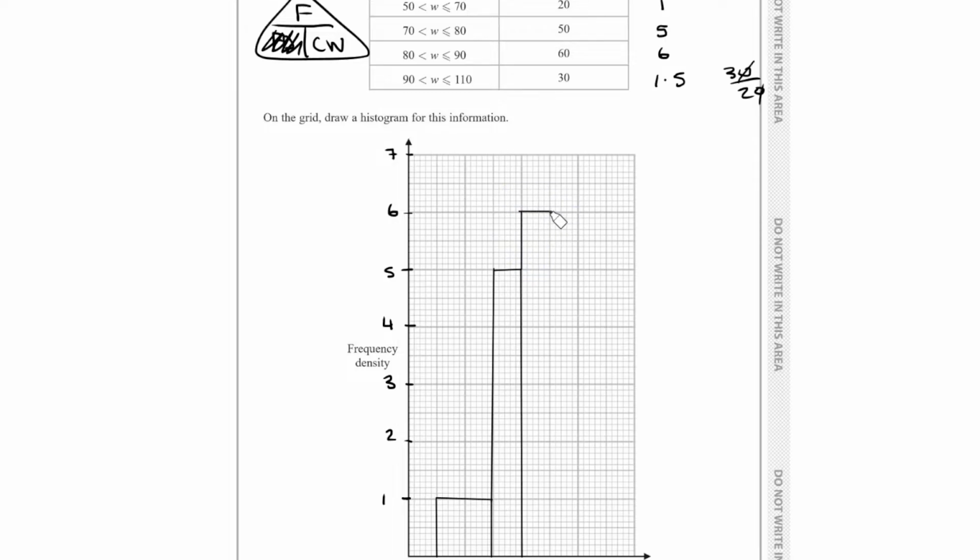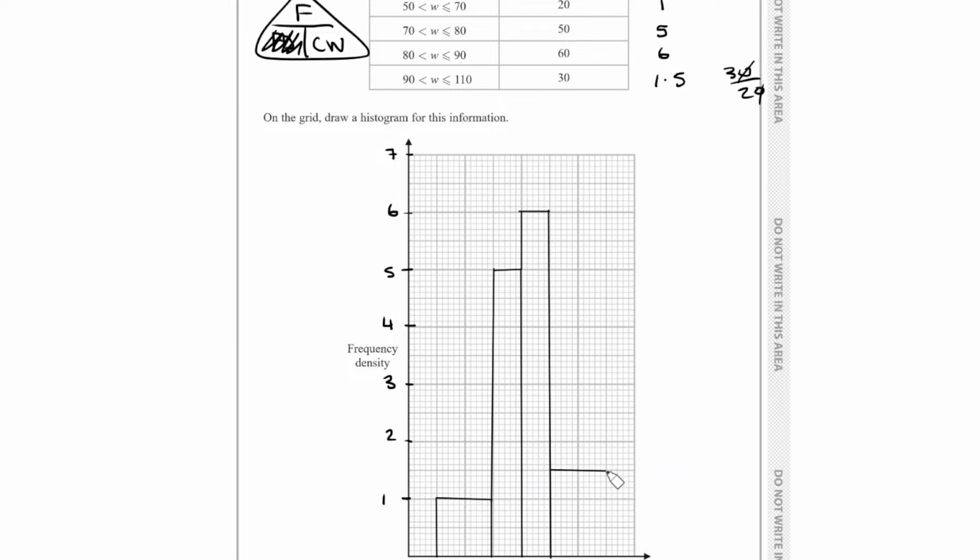And that's also across only by 10. So just be careful, because a lot of them are different widths as well. And then the last one is up to 1.5, but it's across by 20 to 110.